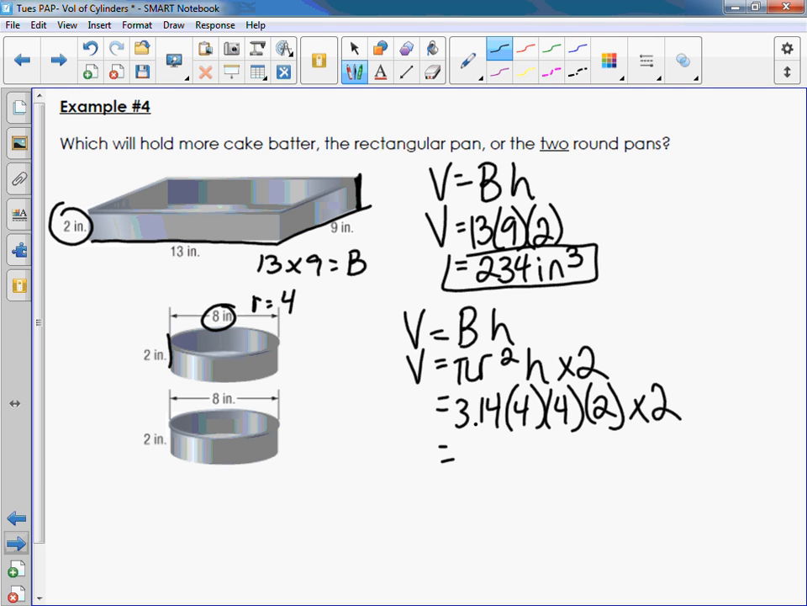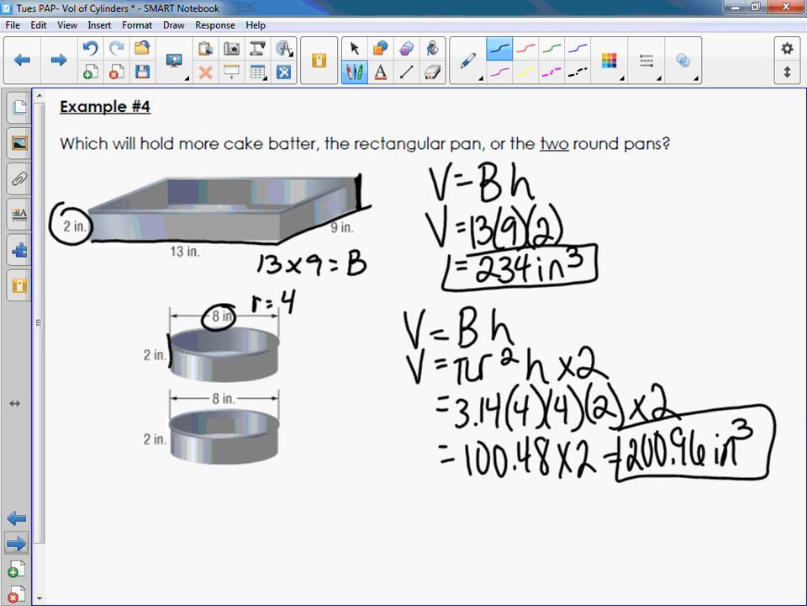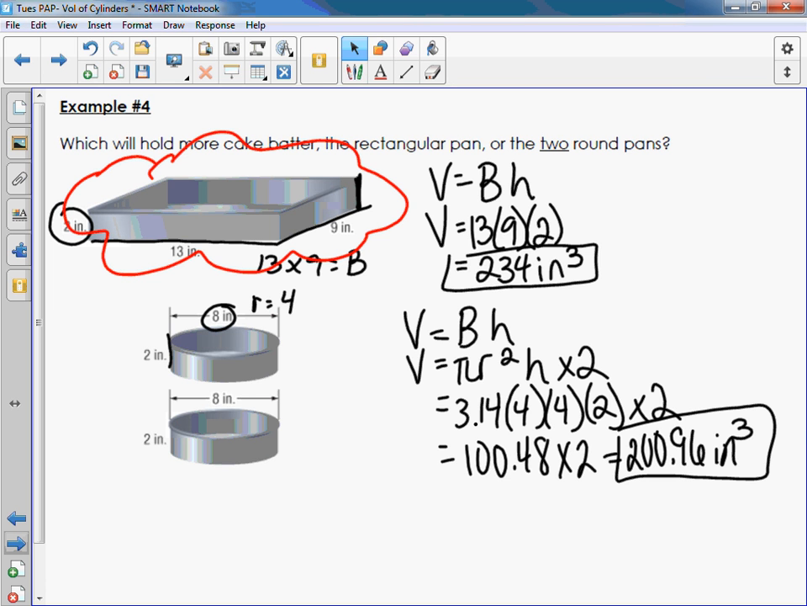So this is going to give me 100.48. That's the volume of 1 pan. And when I multiply that by 2, that's going to give me 200.96 inches cubed. So which one's going to hold more? The rectangular. All right, complete the next few pages in your workbook, and we will go over them tomorrow.